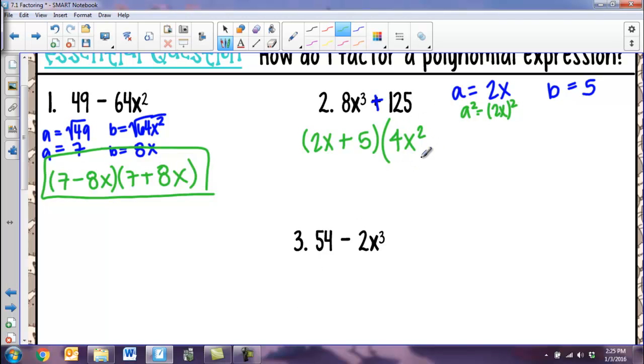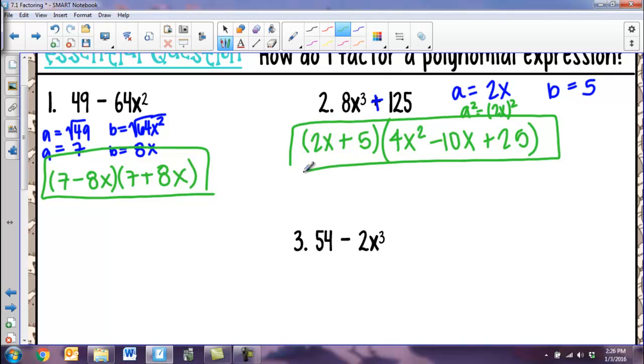That's a squared. Okay, now you're going to have the opposite sign in between for the second sign, and you're going to times a times b. So that would get me 10x. And then finally, you're going to take b squared, which is just 5 times 5, which is 25, and that last sign is always positive. Okay, and so that is that factored out.